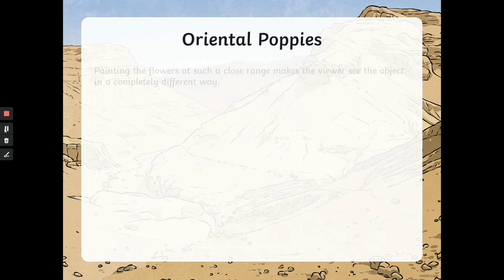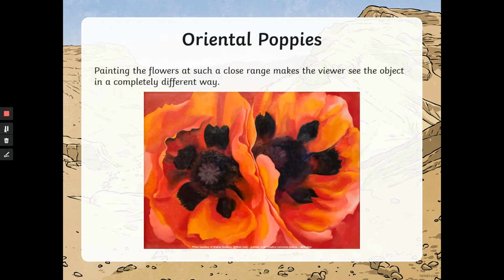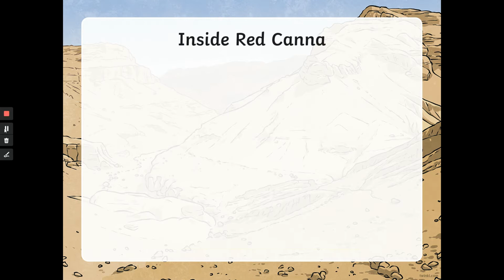Oriental Poppies. Painting the flowers at such a close range makes the viewer see the object in a completely different way. So by painting really close up to something, it makes it look a lot different than it usually would. So this is an Oriental Poppy at a really close range.